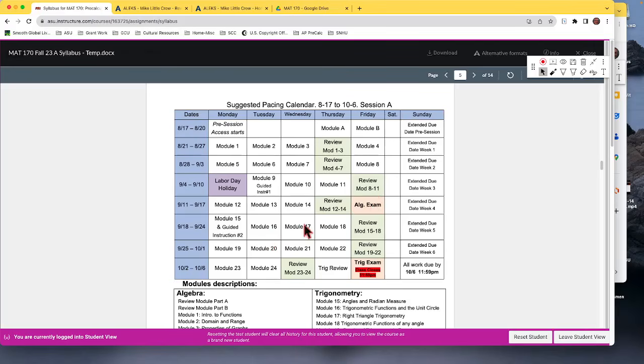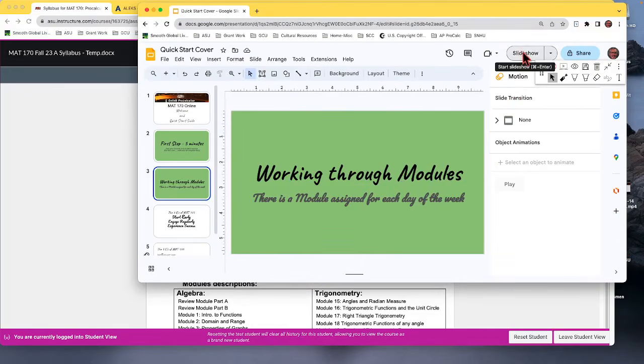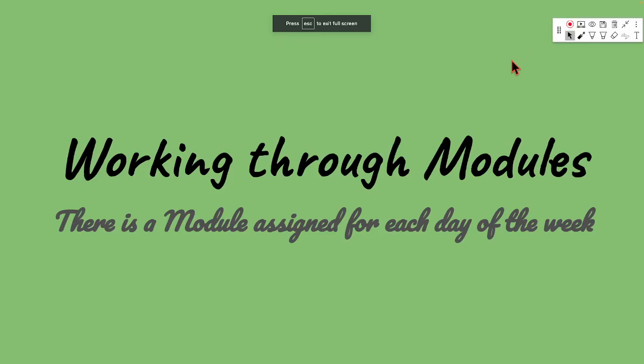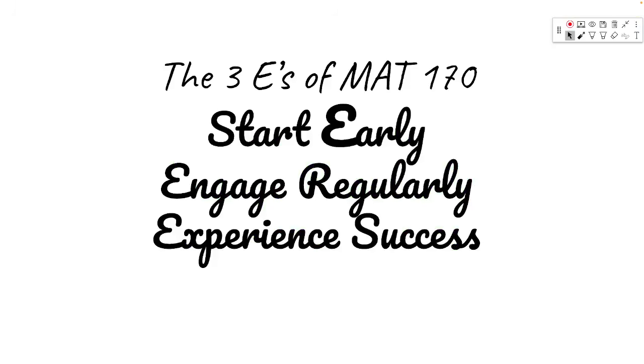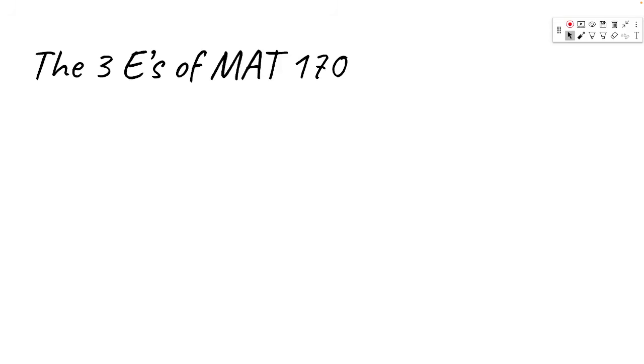Okay. And then the same thing will happen with the trig portion of the class. So we've got it divided basically in those two halves, an algebra part of the class, a trigonometry part of the class. Work module by module, do the reviews, and you will experience that success. So, and actually I got a little slide for that. So let's come back here. Working through the modules, you kind of know how to do that. There's the reviews. Actually, I was going to do it this. So I've got 3 E's of Math 170.